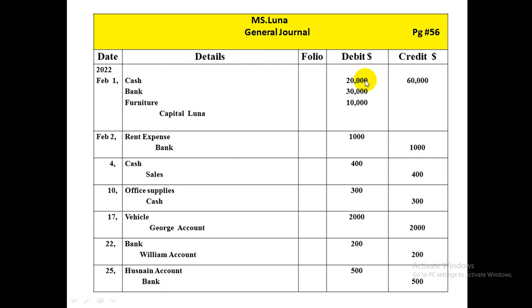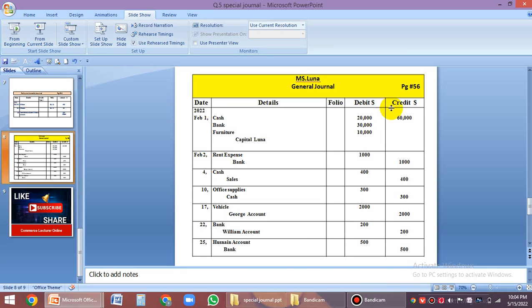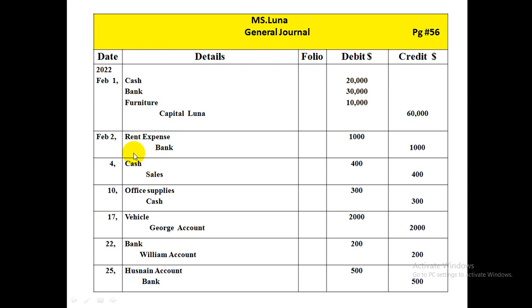We can have a look at the journal. This is a compound entry. The owner is investing cash, bank and furniture, that will be debit, and the capital of the owner will be credit. Rent is paid, rent expense debit, rent is paid by check, bank credit. Sold goods for cash, cash debit, sales credit. Purchase stationery is called office supplies, that's an asset, debit, paid in cash, cash credit. Purchase vehicle from George on credit, vehicle debit, George account credit. Receive check from William, bank debit, William account credit. Paid check to Hunain, trade payable debit, bank credit.